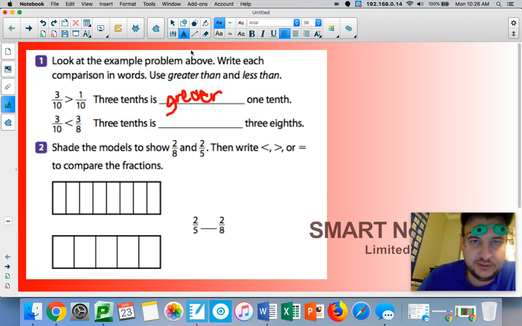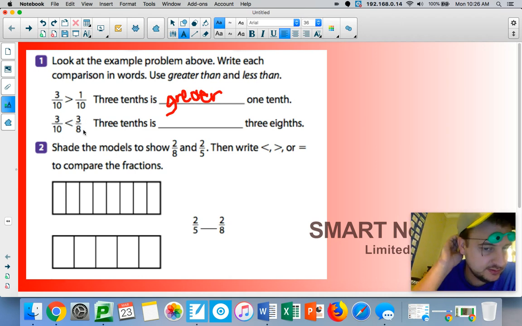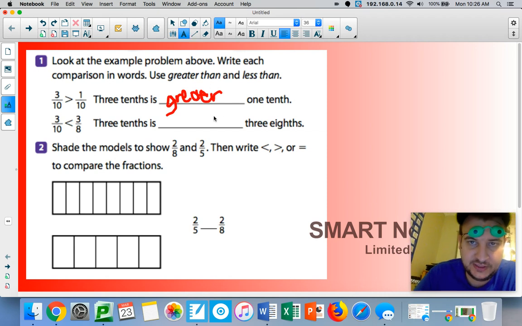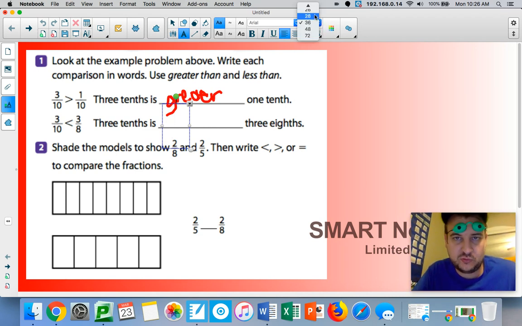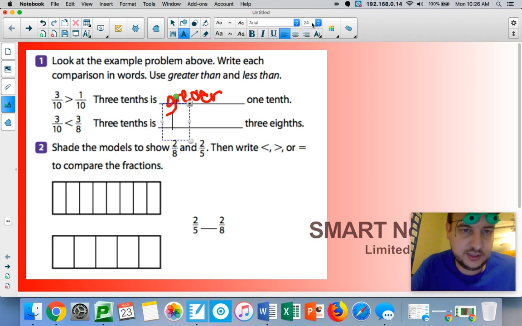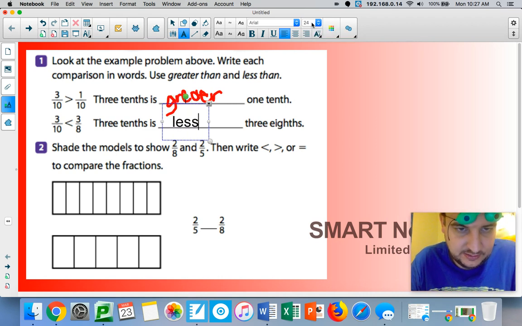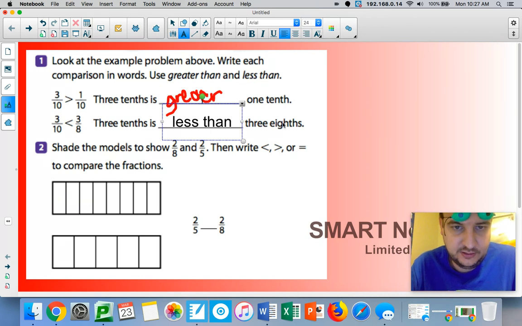All right, the next one, it says 3/10, 3/8. When the numerators are the same, we look for the smaller denominator. So that means 3/10 is less than 3/8.